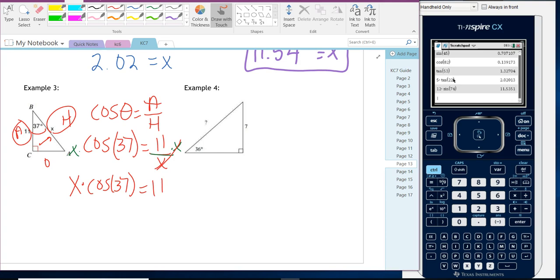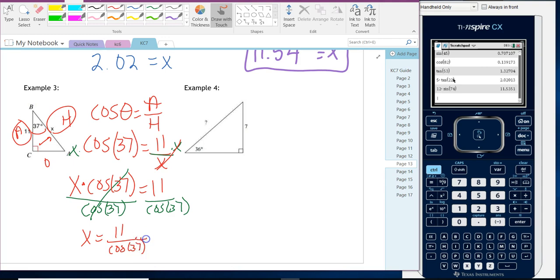However, my x is not by itself. I'm still multiplying by this cosine of 37. So the opposite of multiplying would be dividing. So I'm actually going to divide by the cosine of 37 on both sides, right? Because whatever you do to one side, you have to do to the other side. Treating the cosine or tangent or sine of whatever you have just as a whole term together. So x equals 11 divided by the cosine of 37.